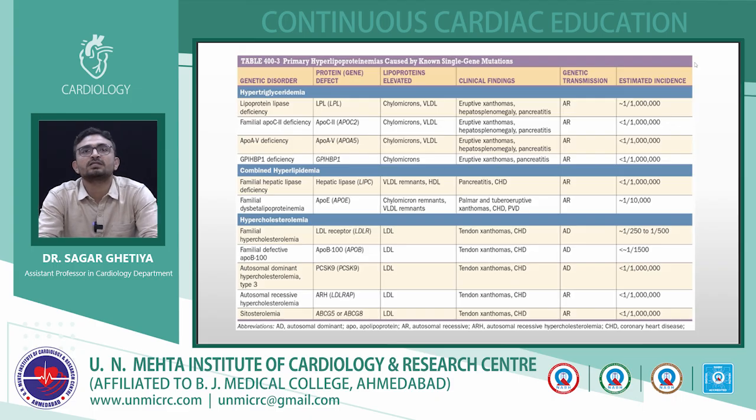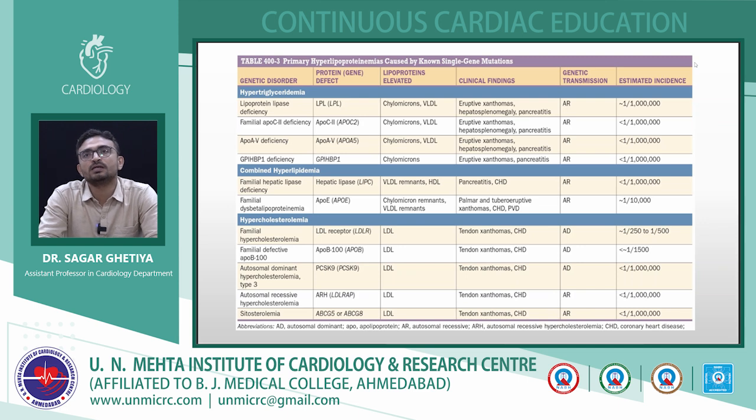In combined hyperlipidemias, there are two main classes: familial hepatic lipase deficiency and familial dysbetalipoproteinemia. Familial hepatic lipase deficiency is a hepatic lipase enzyme deficiency, while familial dysbetalipoproteinemia is an ApoE apolipoprotein deficiency. These hypertriglyceridemias and combined hyperlipidemias are all autosomal recessive, and they are relatively rare disorders.